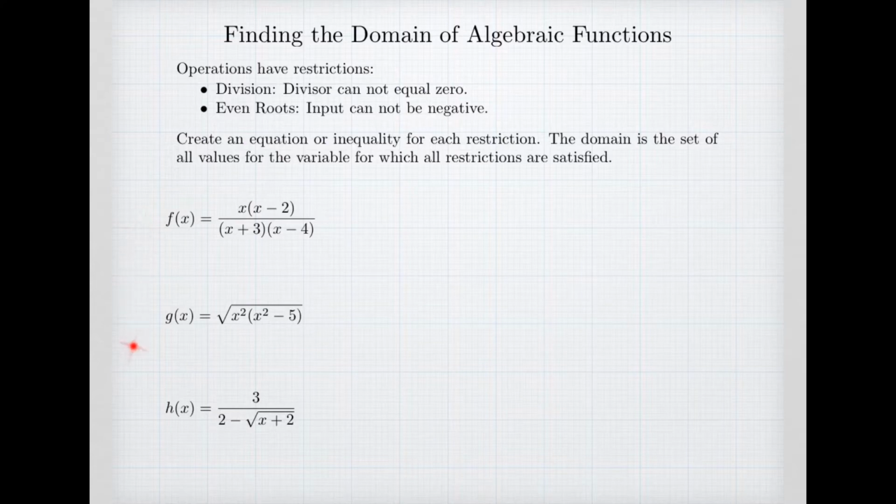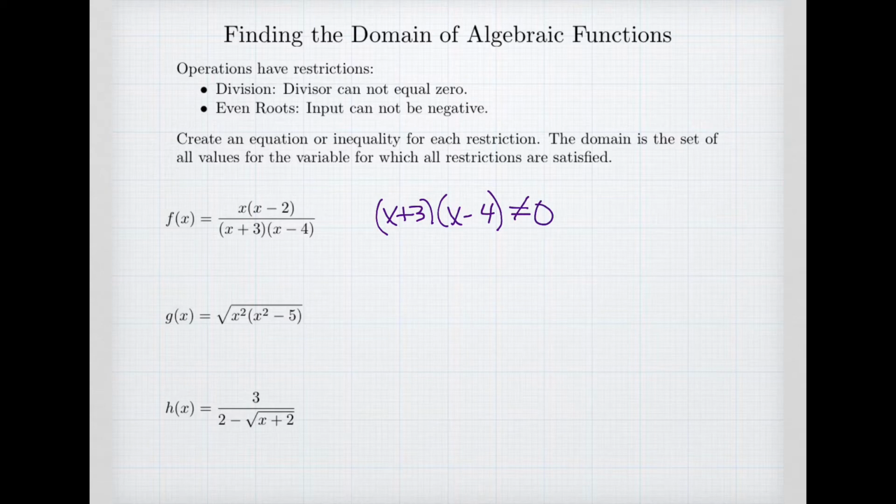We have three functions that we're going to look at as examples for finding the domain. And so what we'll do to start is we're just going to write down the restrictions that each function has. Our first function, f of x, only has division. And so we will create an inequality that says the denominator of that quotient cannot equal 0. That's the only requirement that this function has.